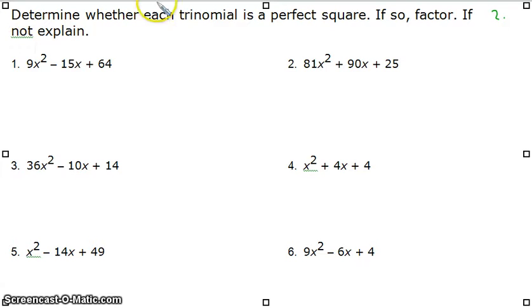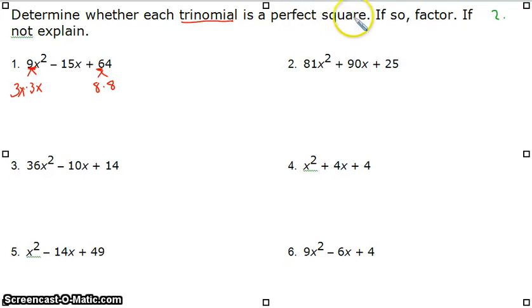Let's move ahead. Determine whether each trinomial is a perfect square. If so, factor. If not, explain. Alright, so what we want to do here is check out the trinomials. We want to look at the front number and the back number to see if they are perfect squares. Now, is 9 a perfect square and is x squared? Yes, because we know 3x times 3x will give us 9x squared. What's the square root of 64? 8. So 8 times 8. So now these are perfect squares.